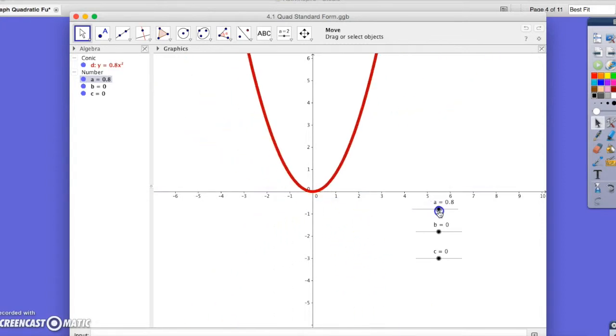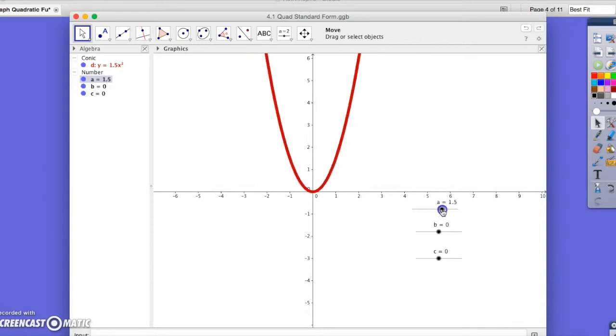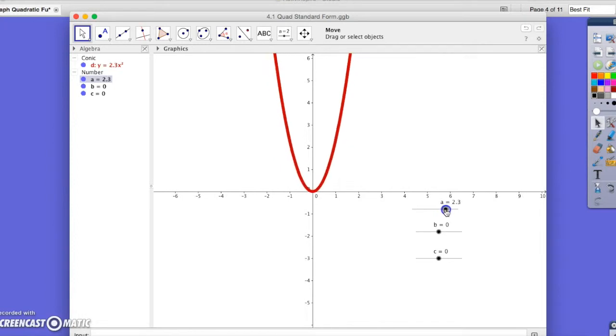Does everyone see that? All right, so let's start with the next part, because wider or narrower can be very confusing. It says the graph will be narrower if the absolute value is greater than 1. So it doesn't matter what sign it is, positive or negative. It's an absolute value, but greater than 1. So take a look at what happens when it's greater than 1. See how it gets narrower and narrower?